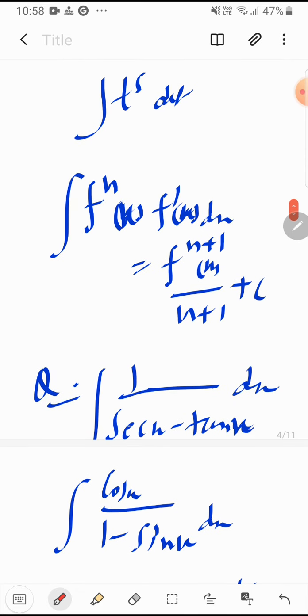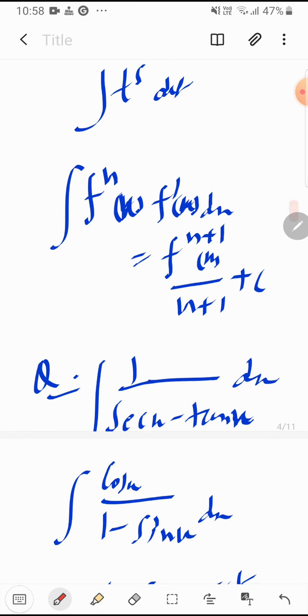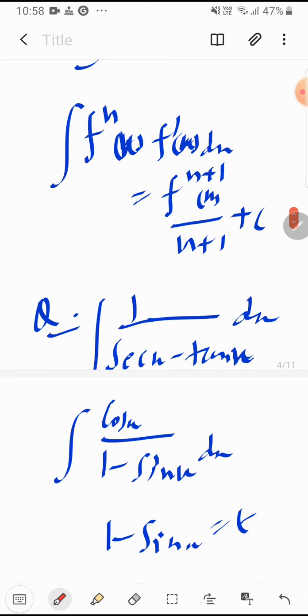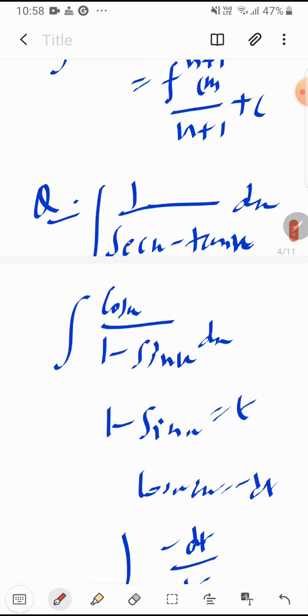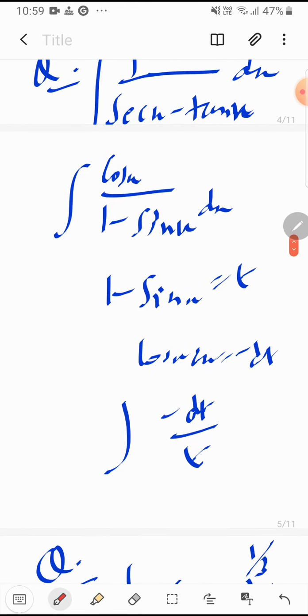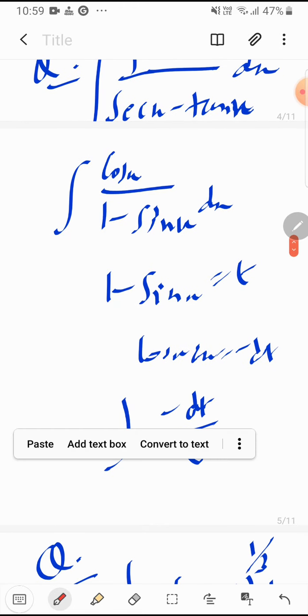Then 1 by secant x minus tan x, you can convert secant and tan into sin and cos. After that, 1 minus sin x can be substituted as t, so cos x dx is minus dt, so that it becomes minus dt upon t, and it can be integrated very easily.